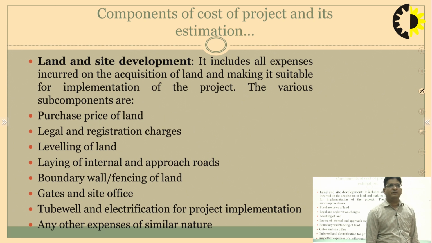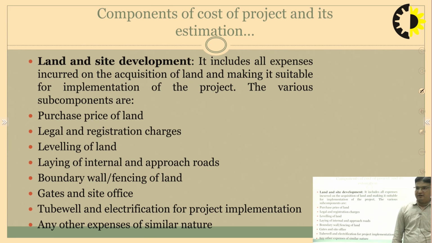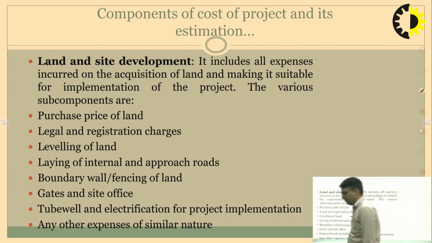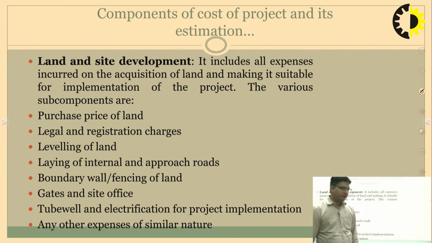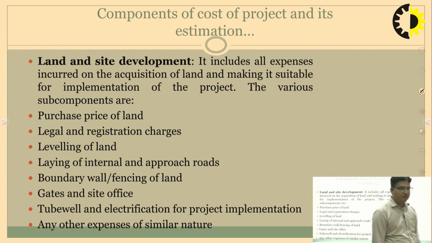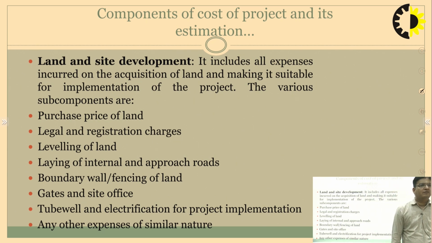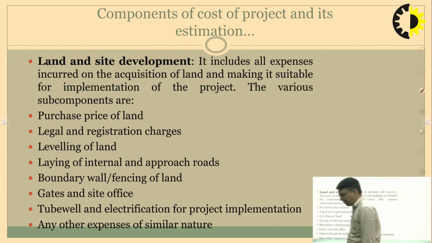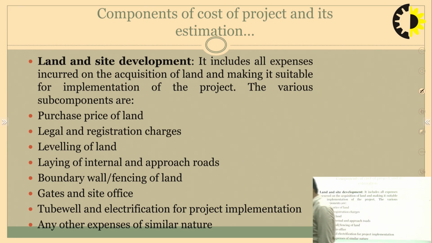Now, the various subcomponents, small parts, are: purchase price of land. On what rate are we purchasing the land? That is the first component. Second, the legal and registration charges. What are the registration charges that we are paying for the land? Third component is the leveling of land. The land that we initially procure may not be in perfect position. We need to level it, and for that, we have to incur cost. Then we have to lay the internal and approach roads. When we develop a big site, then we need to lay out the drains and the roads.